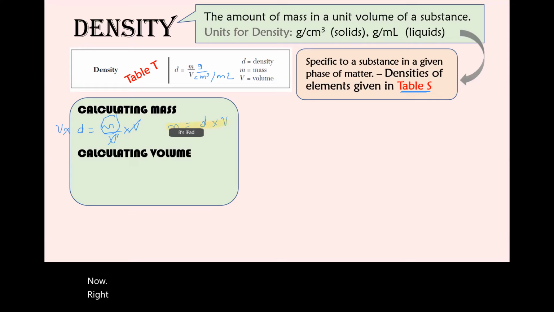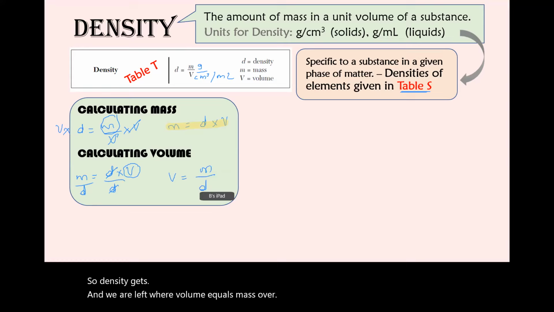Now, if you want to calculate the volume using the same density equation, the easier way to derive that is to start with the mass equation. So I'm going to start with mass equals density times volume. Now I'm looking to isolate the volume. So I am going to divide both sides by density. Density gets canceled over here, and we are left with volume equals mass over density. So this is your equation to calculate the volume using the density equation.